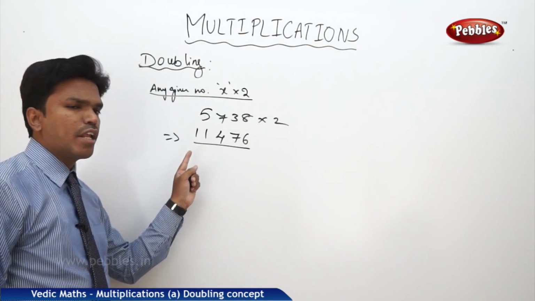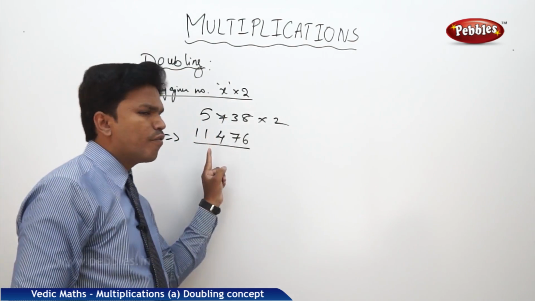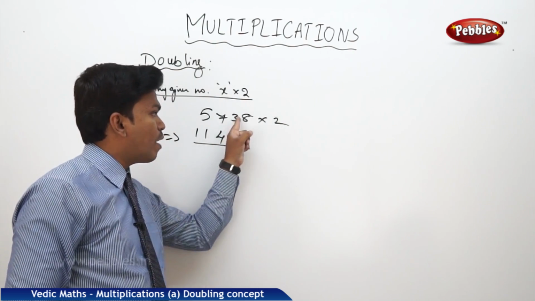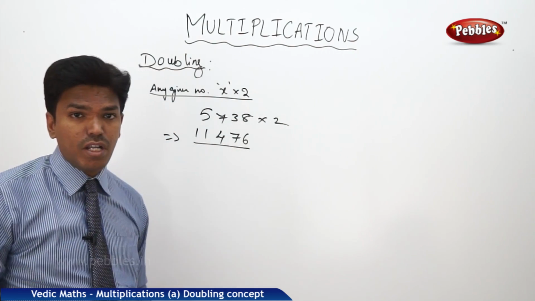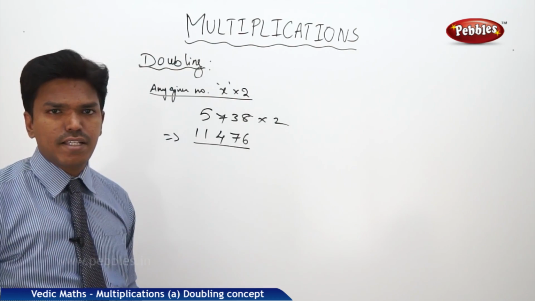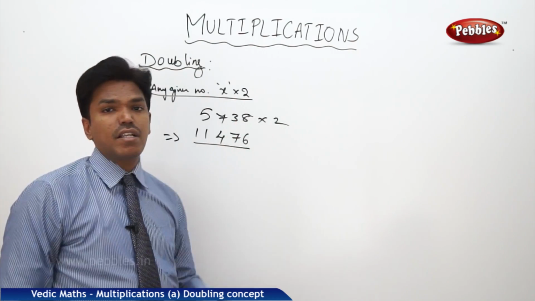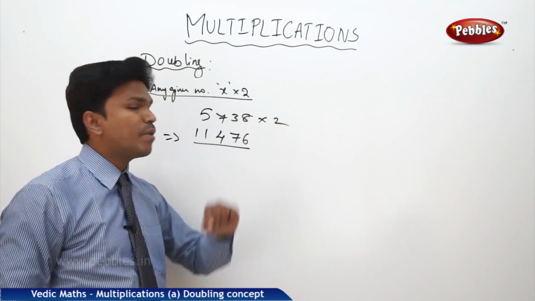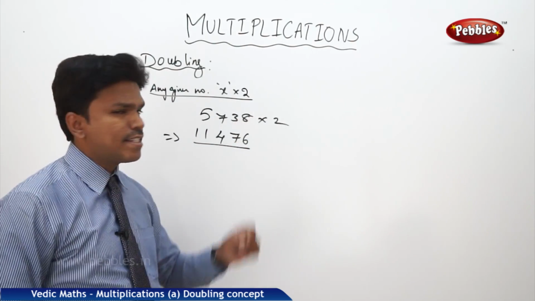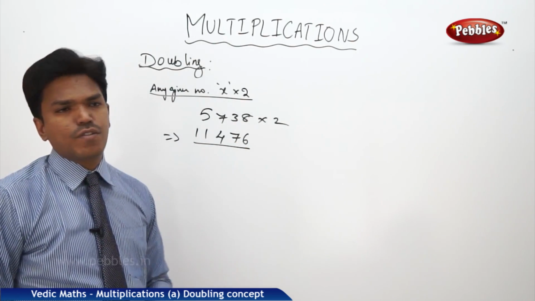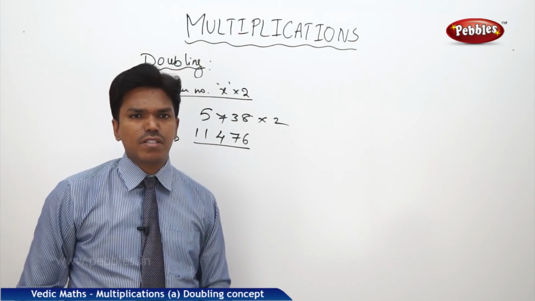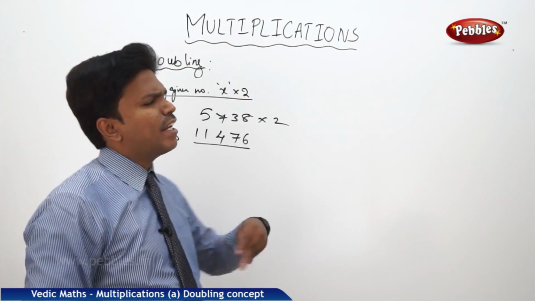Now 2 5s are 10, but 11. 2 7s are 14, so 4 only. Why? Because the next number is 3, that is group 1. No need of increasing, just drop it as it is. Now 2 3s are 6, but 7. Why? Because the next number 8 is group 2. Now what is 2 8s? 16, so 6. So finally what is the answer? 11476. Like this you can multiply any number by 2.